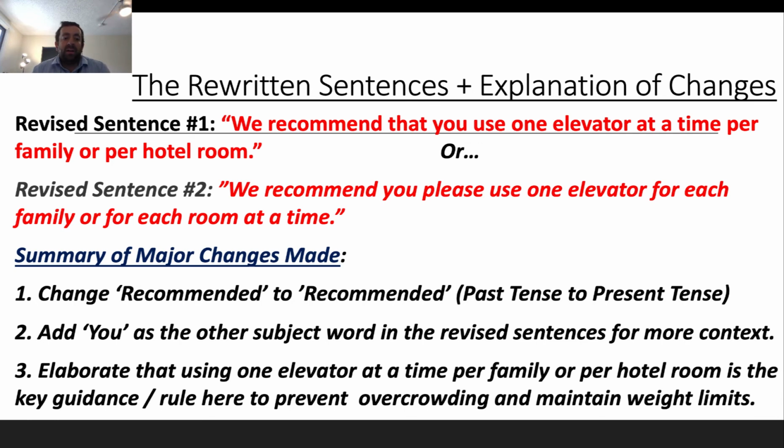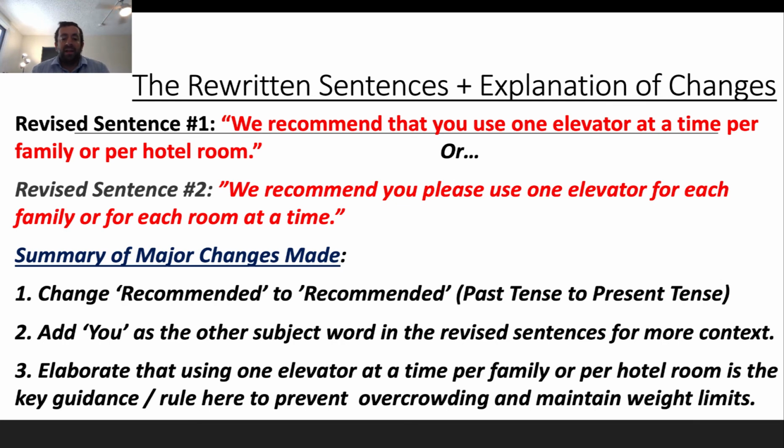In number 3, we elaborate that using one elevator at a time per family or per hotel room is the key guidance or rule that the hotel really wants to get across correctly to prevent overcrowding, too many people in the elevator, and maintain the weight limits, right? There could be weight limits, so you can only have so many people in there at a time.